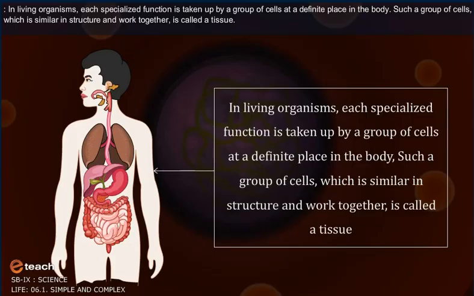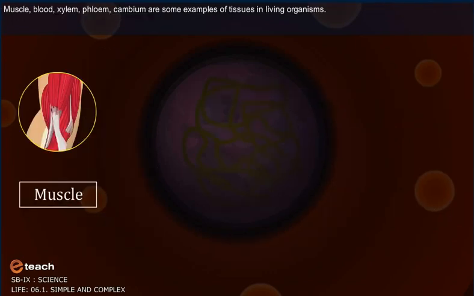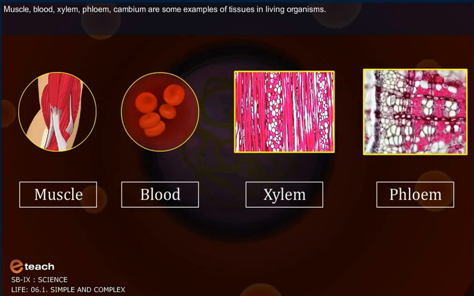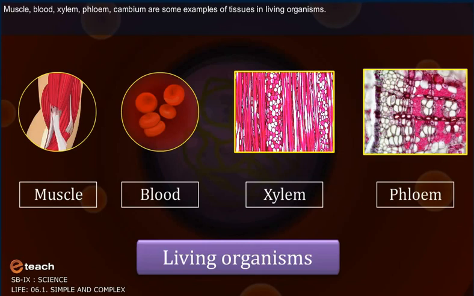In living organisms, each specialized function is taken up by a group of cells at a definite place in the body. Such a group of cells, which is similar in structure and work together, is called a tissue. Muscle, blood, xylem, phloem, cambium are some examples of tissues in living organisms.